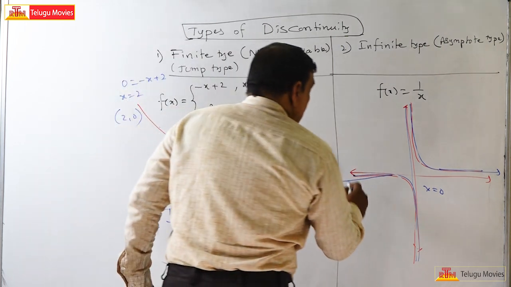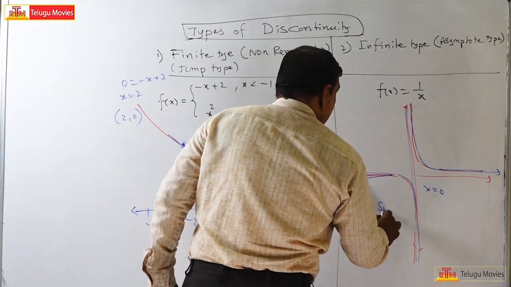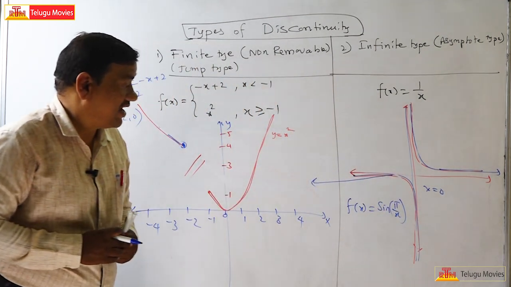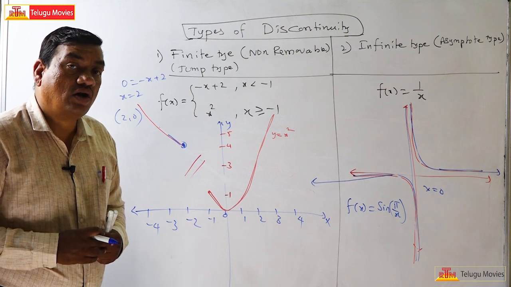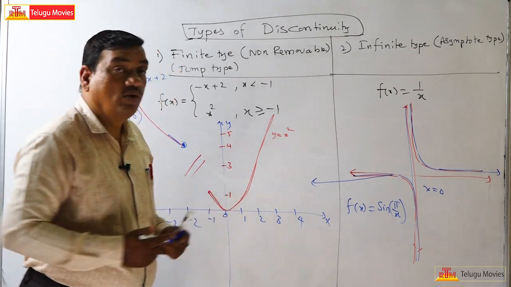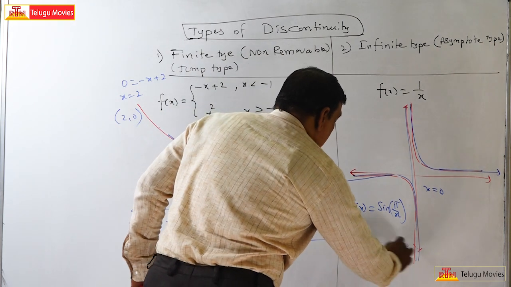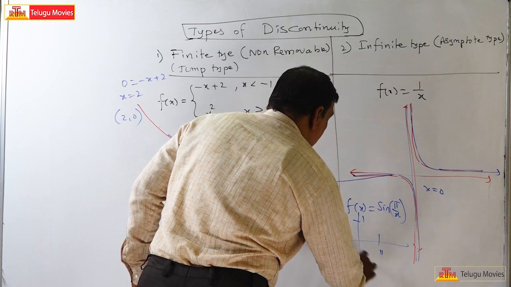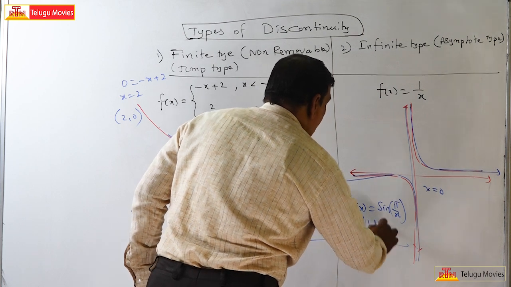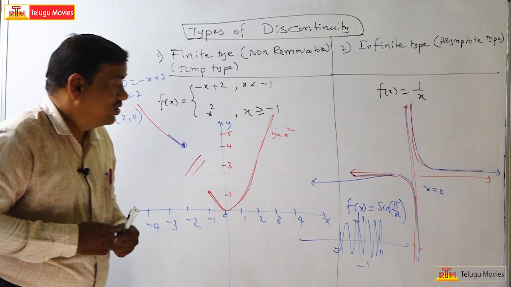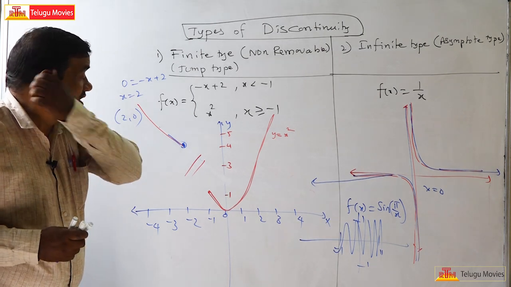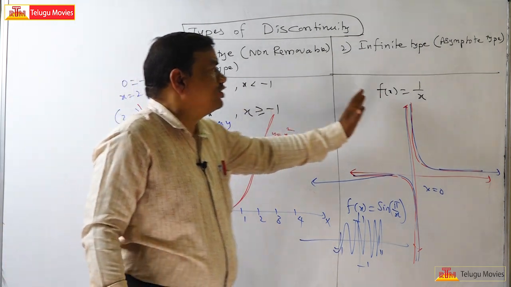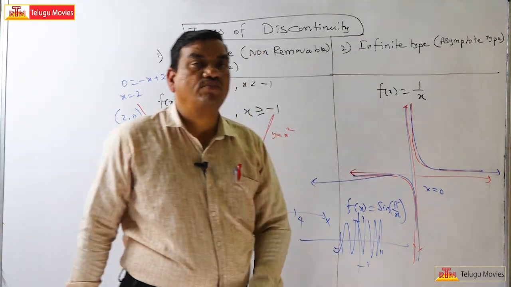If you see the graph of f of x is equal to sine of pi by x, this is called the third one, non-removable. In this graph the values go from minus 1 to 1. It oscillates between them, so it cannot settle on a value. The oscillatory function is a somewhat advanced point. So these are the main types, and these are very, very important points.